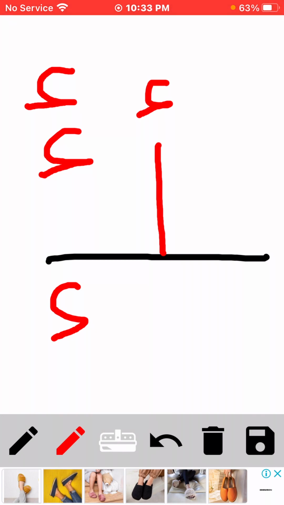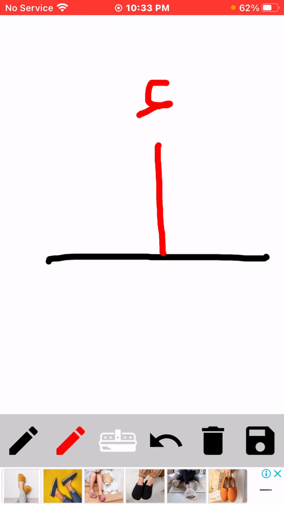So that is the letter Alif. We must not connect Hamza to Alif like this. This is wrong. There is a space. Hamza comes above Alif, and sometimes Hamza comes under Alif, and I will explain why. So the name of the first letter in the Arabic language is Alif.